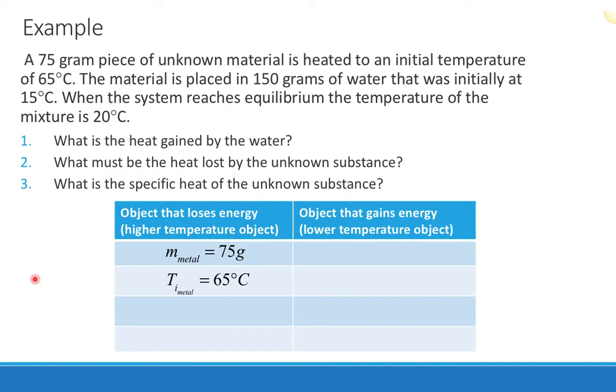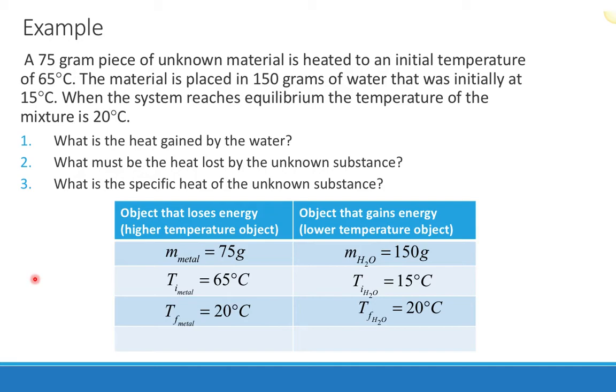It says the material is placed in 150 grams of water that was initially at 15 degrees Celsius. So the object that's going to gain the energy when they come in contact is the water, which is initially cooler, and I know its mass, and I know its initial temperature is 15 degrees Celsius. The two are mixed together and eventually they reach an equilibrium temperature so that both of them have a final temperature of 20 degrees Celsius.